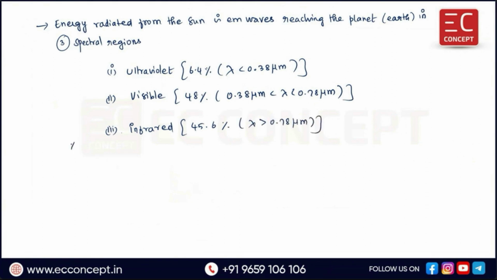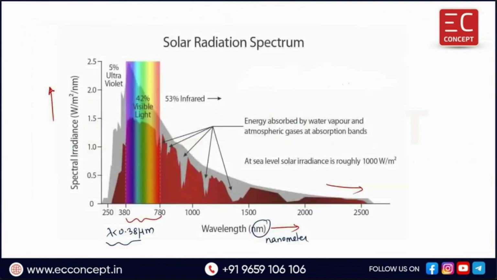This data is very important, so I will mention the percentages in the diagram. For visible light, around 42%, in that particular wavelength range we get more energy. The solar energy corresponding to that wavelength is at its maximum. So this is the spectrum of solar radiation, which is very important, and questions will be asked from it.